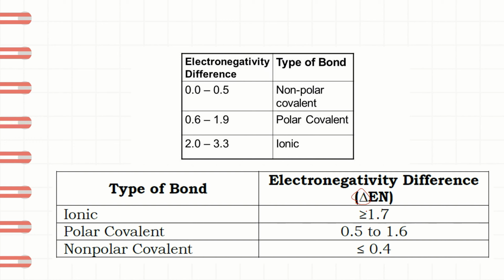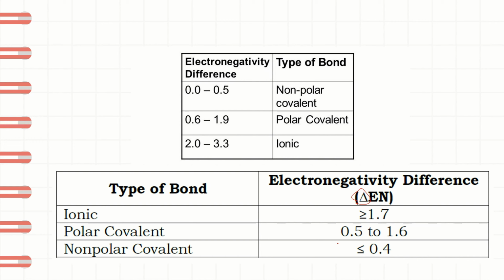Okay, so if we have a compound and we determine what is the electronegativity of those two elements and subtract it, then ito yung magiging result. So, this will be the basis. This will be the table kung what type of bond, what will be the result of electronegativity difference between that compound. If it is higher than 1.7, it determines ionic bond. Then polar covalent bond, if it is 0.5 to 1.6. Then non-polar covalent bond, if it is less than 0.4.